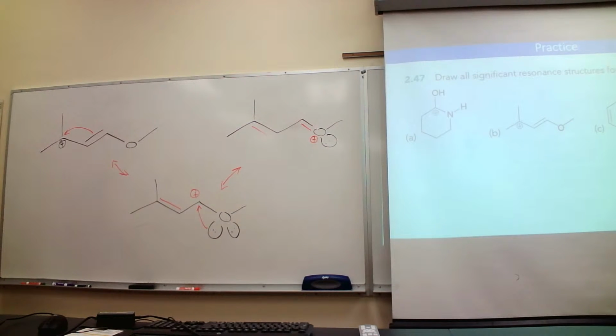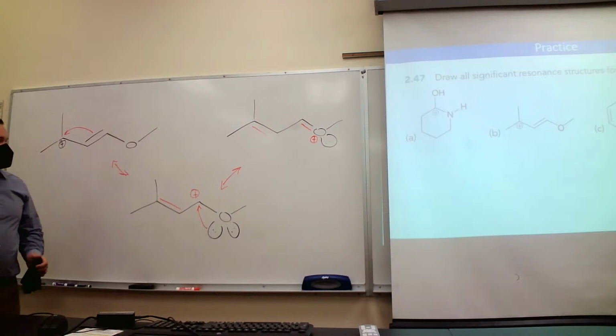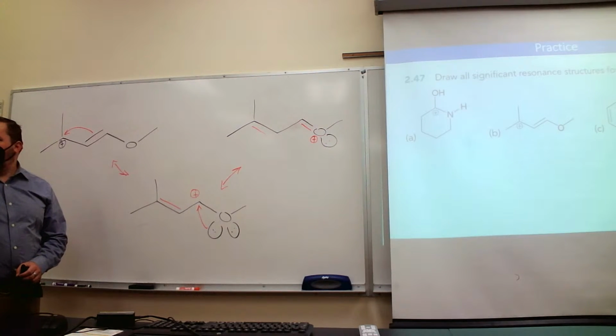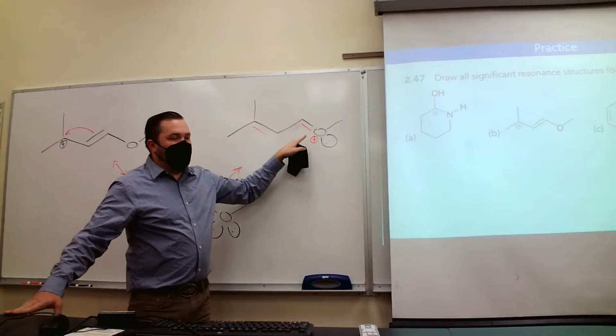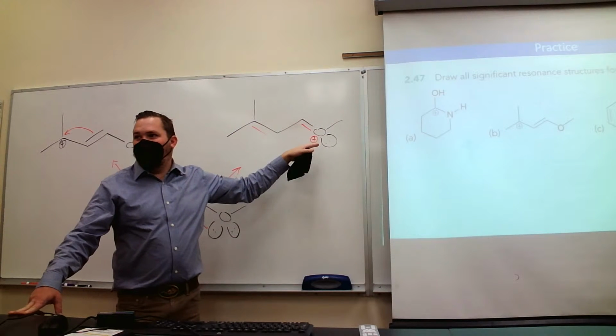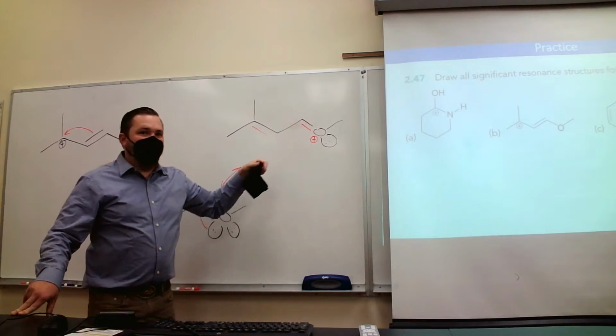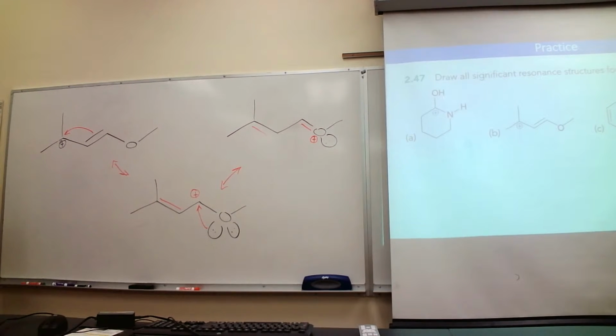And of these, which is the most stable? Only one has all the valences filled, right? Even though it puts a positive charge on an oxygen, everything has a full valence at least. And then we'll get into rules for ranking incomplete valences in a little bit. But in general, it's going to come down to what has the most electron density around it.